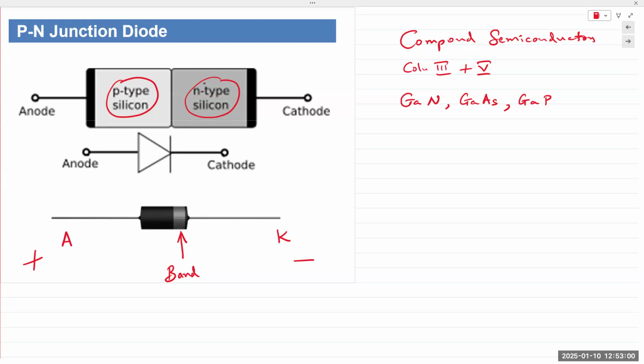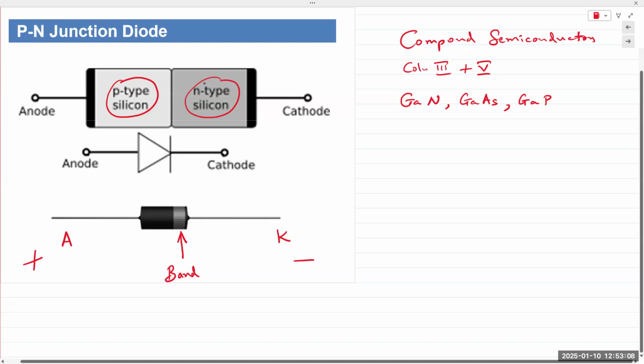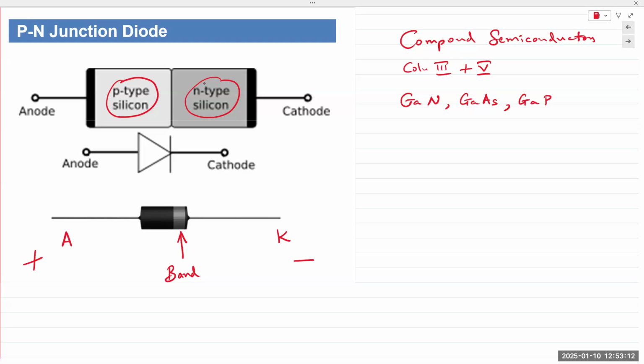Okay, any questions so far? Still have about 8 minutes. Yes. Gallium arsenide. I think even phosphide also has, let me see, phosphide, maybe not, but definitely gallium arsenide.